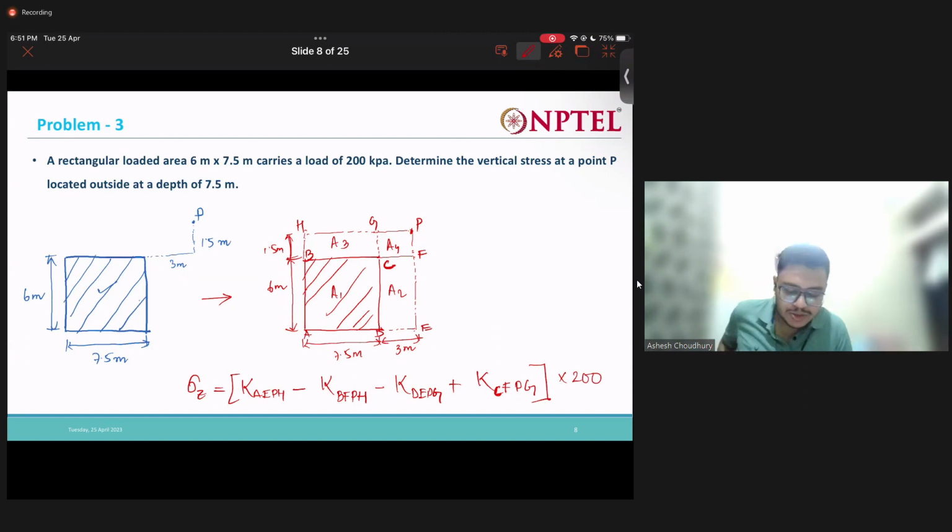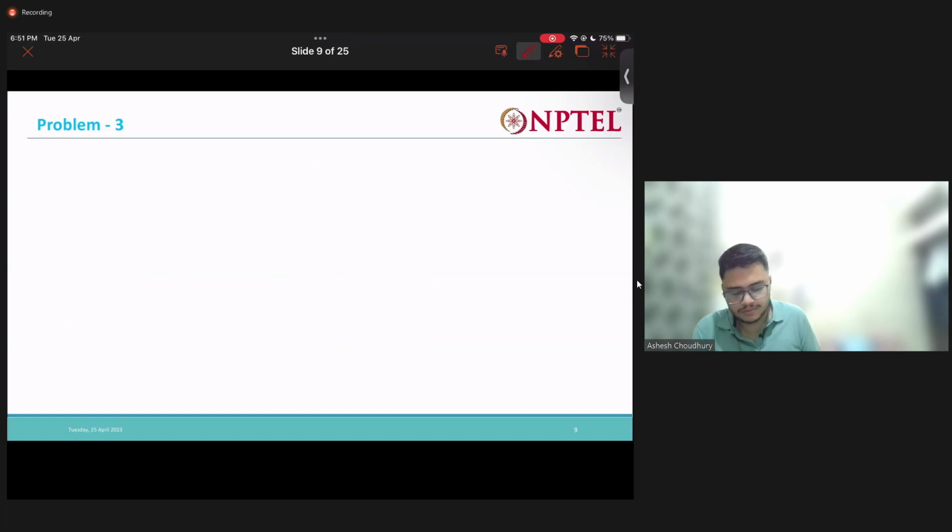So for 4 times, you need to find out this K value. So it's a little bit lengthy problem, right? Because you know this K formula is really big. Say you don't have the table with you, then you need to use this formula.